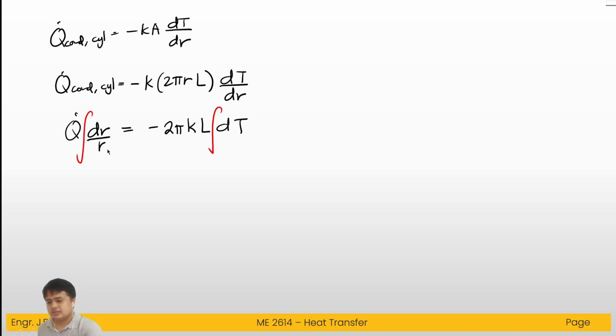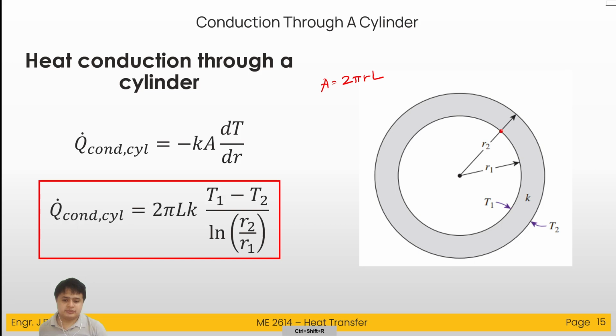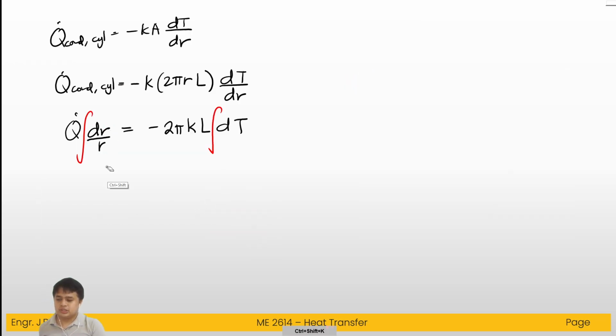Why is it varying? If you imagine the transfer, this is the first r, but as it goes through the wall of the cylinder, the r changes. So we have to consider the r as well. Solving the integral, including the limits: you started with r1 and ended with r2. In temperature, you started with the hot T1 inside, and then you have T2 outside.